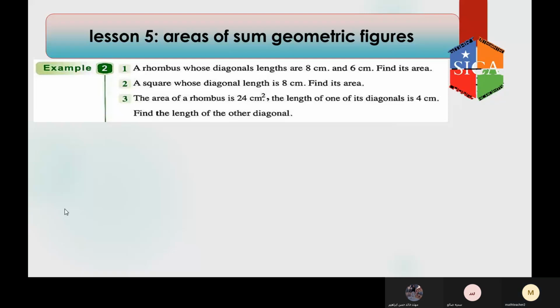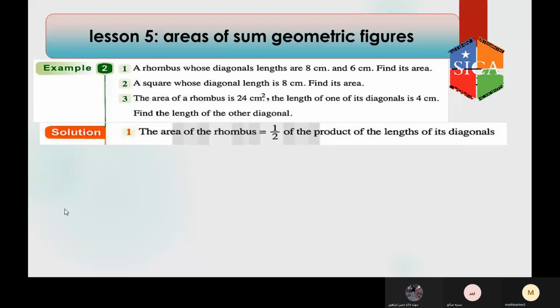Because the product is commutative. Half times 8 times 6, or half times 6 times 8. Then it will equal half times 8, which is 4, times 6 equals 24. Half times 6 times 4 will equal 24.